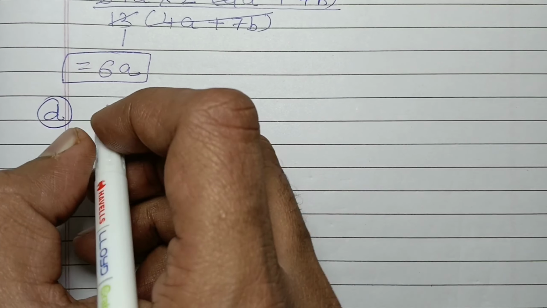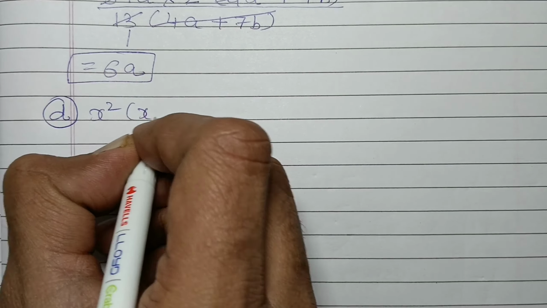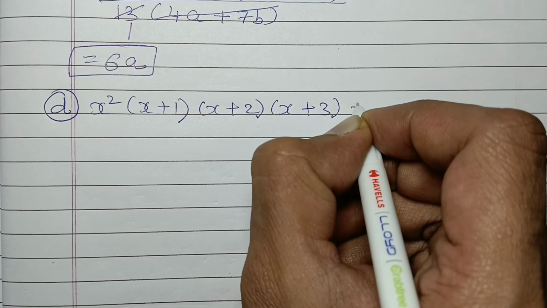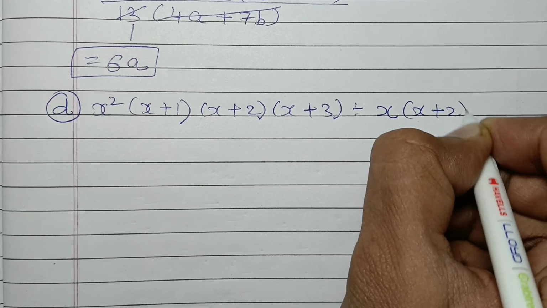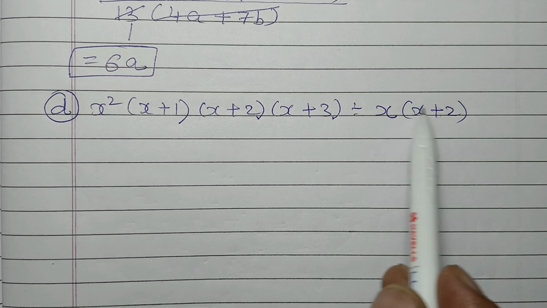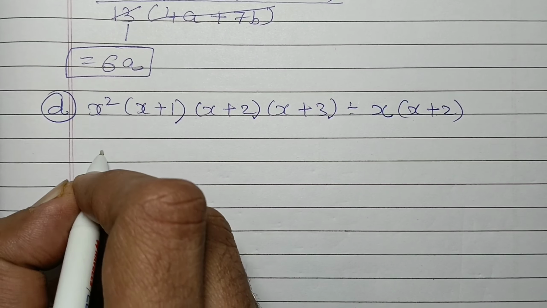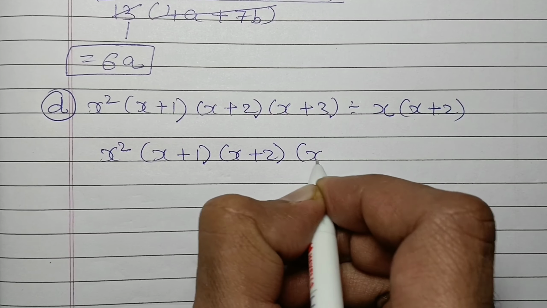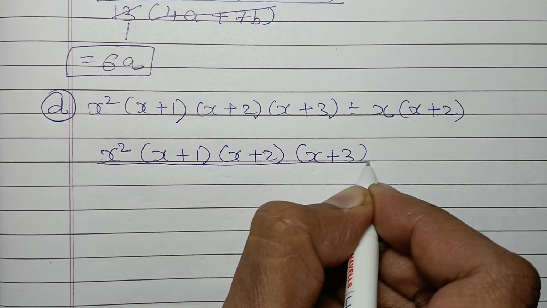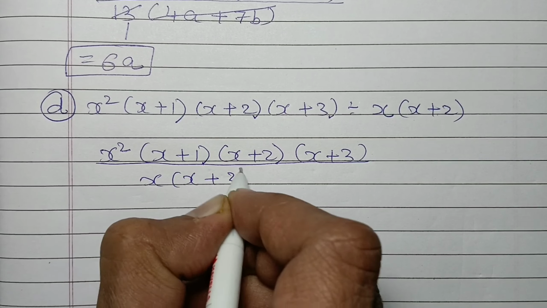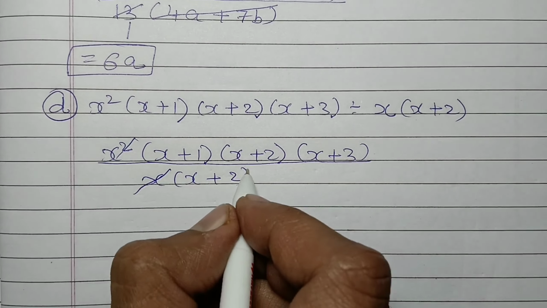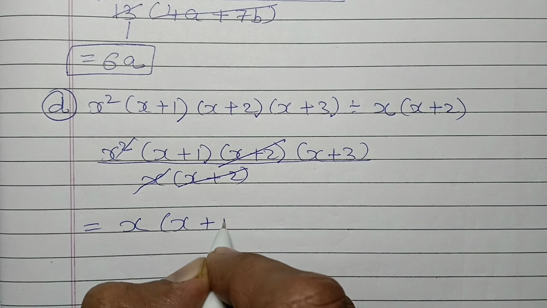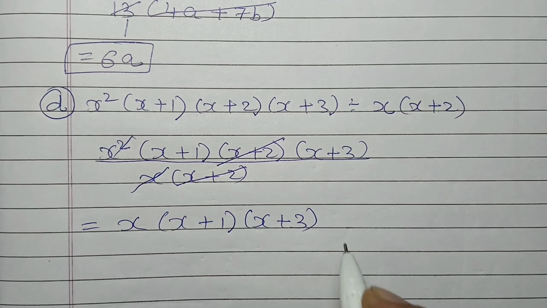Let's solve D question, which is x square, x plus 1, x plus 2, x plus 3, and we have to divide these by x, x plus 2. It is very simple. We have to just divide these by division. Okay, so x square, x plus 1, x plus 2, x plus 3, and divide by x into x plus 2. Here x will be cut, x plus 2 will be cut. So the remaining term will be x, x plus 1 into x plus 3.